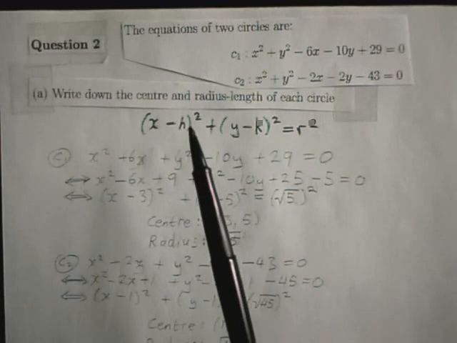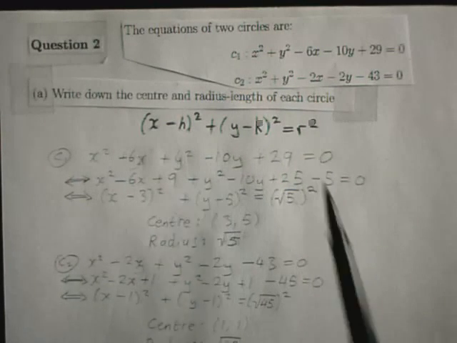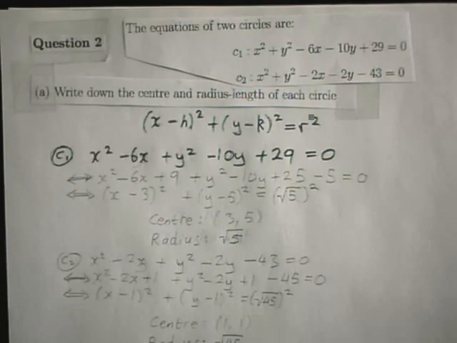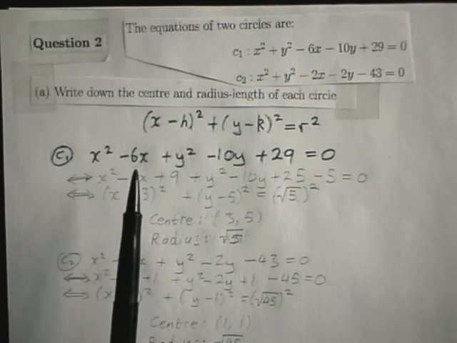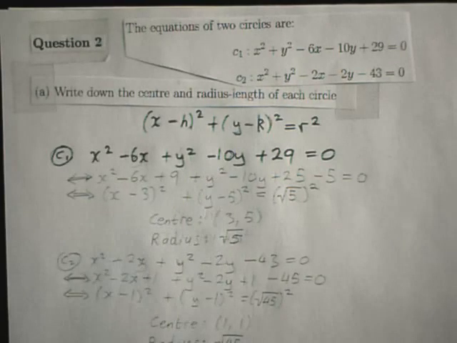And in this case, h and k are the coordinates of the center of the circle, and r is the radius length. Firstly, I'm just going to rearrange my equation so that I have my x squared and my x together, and I have my y squared and my y together.